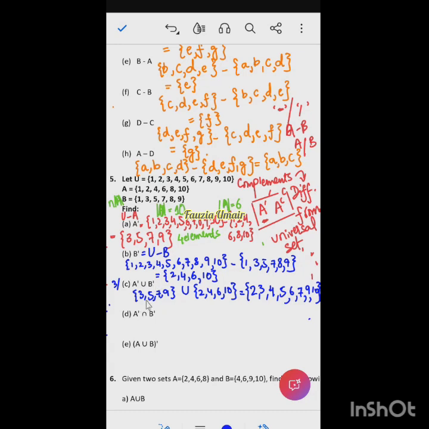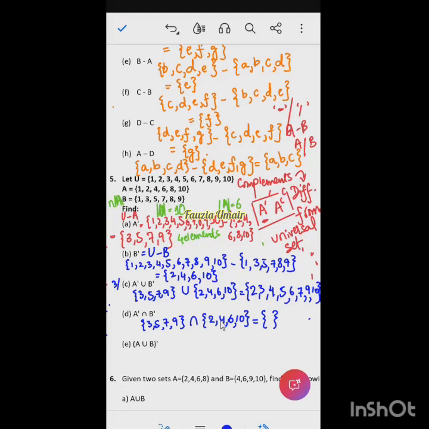Now what is A complement intersection B complement? Intersection is only the common elements. So what is the intersection of these two? Not possible. Null set. It will be an empty set. If you take the intersection of these two sets, the answer is an empty set. There is no element in this set because there is nothing common in both sets, right?